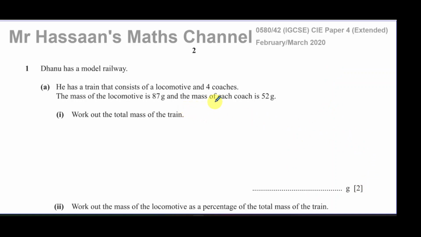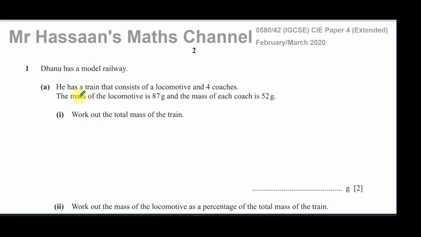So what I'm going to do first here is go through question number 1. Normally the first question in a paper 4 is something dealing with basic arithmetic, ratios, percentages. Those types of questions are normally the first question in a paper 4. So that's the same kind of pattern you see here.